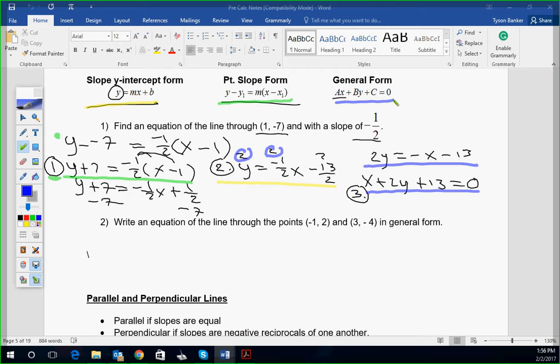All right, so now write an equation of the line through the given points. It tells us it wants general form, so we're going to do general form. It gives us 2 points, so you have to use the slope formula at the top there: y minus y over x minus x. So we're going to go -4 minus 2 over 3 minus a -1. It's important to write the minus a minus so you see it and don't lose it. -4 minus 2 is -6. 3 minus a -1 means +1, which is 4.